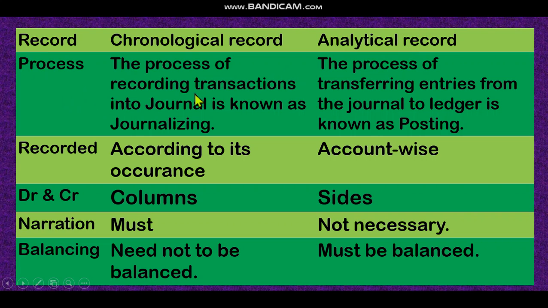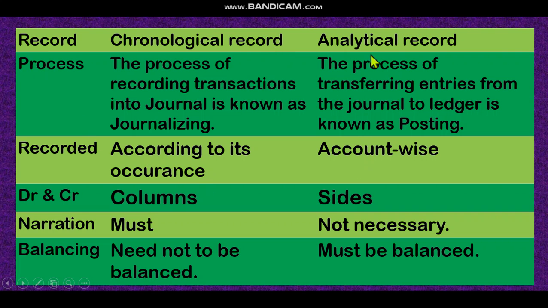Process: the process of recording transactions into the journal is known as journalizing. On the other hand, the process of transferring entries from the journal to the ledger is called posting. Dear student, in the exam it will come: what is known as posting? That means the process of transferring entries from journal to ledger is called posting. In the journal, the transaction is recorded according to its occurrence, chronological record.